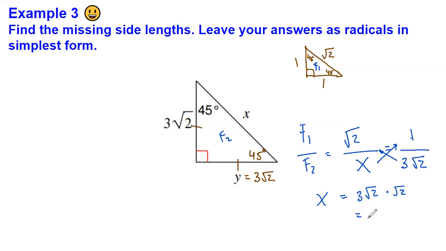What did you guys get? 3 square roots of 4. Simplify, we get 3 times 2, which is 6. So x equals 6 in this case. Not too bad, huh? Raise your hand if you got that.